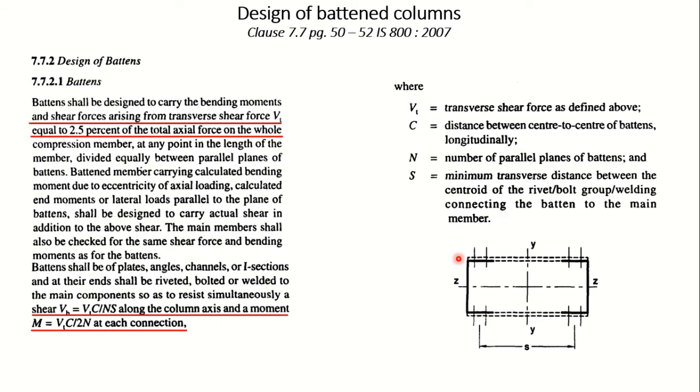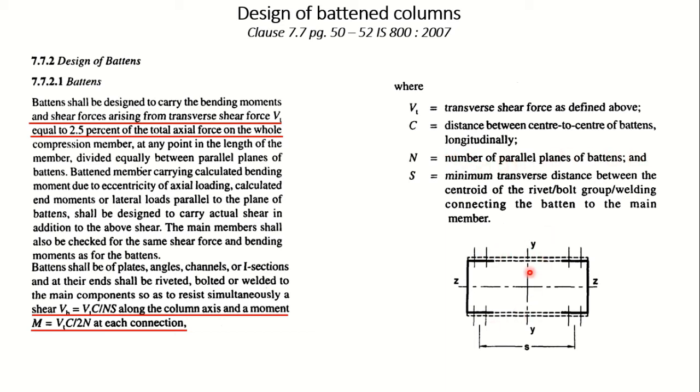And for the design of battens, we first need to calculate the transverse shear Vt, which is 2.5% of the axial force. This Vt will be converted into the shear coming onto the battens, the vertical shear as well as a moment. So the entire batten will be designed as a beam subjected to a shear Vb, which is Vt into C upon Ns, and a moment Vt into C upon 2n. Vt is the transverse shear, C is the center to center distance between the battens, and n is the number of parallel planes of battens.